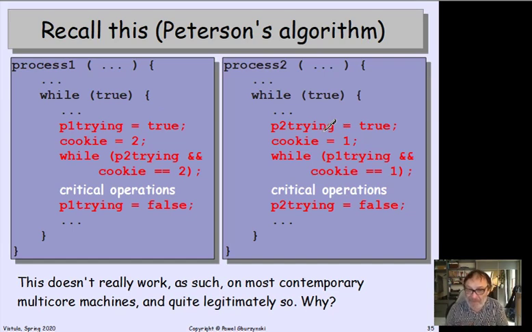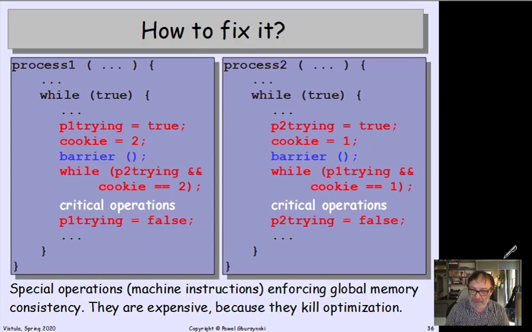We don't know. This is why when you program these processes on a contemporary multi-core system and try to run them, you will see that they don't work. They don't work in the worst possible sense. Namely, both processes are allowed to enter the critical section at the same time. So much for Peterson's algorithm. Okay, so is there a way out?